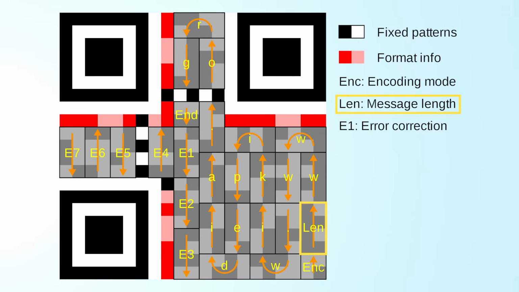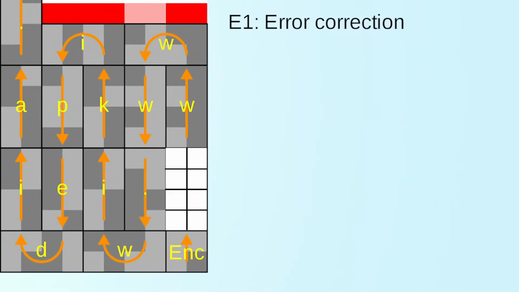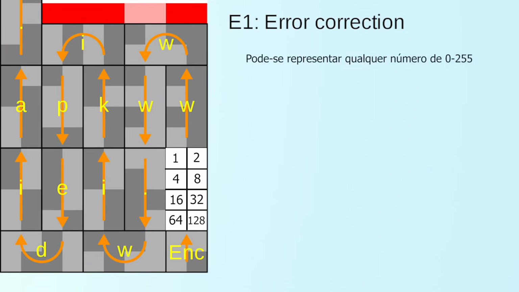Next, we have the character count indicator, which is a rectangle formed by 8 modules that indicate how many characters the entire message or the entire code contains. Since there are 8 spaces, each one will represent a specific number, in this order: 1, 2, 4, 8, 16, 32, 64, 128, and you must be wondering what the logic behind this order is. With these numbers, you can represent any number from 0 to 255.